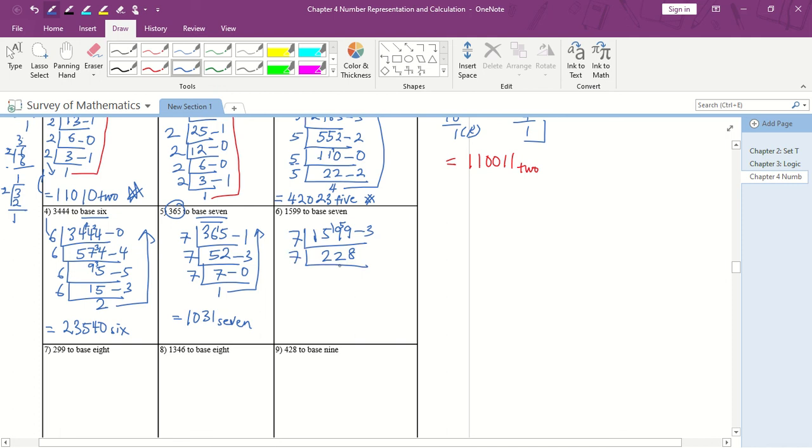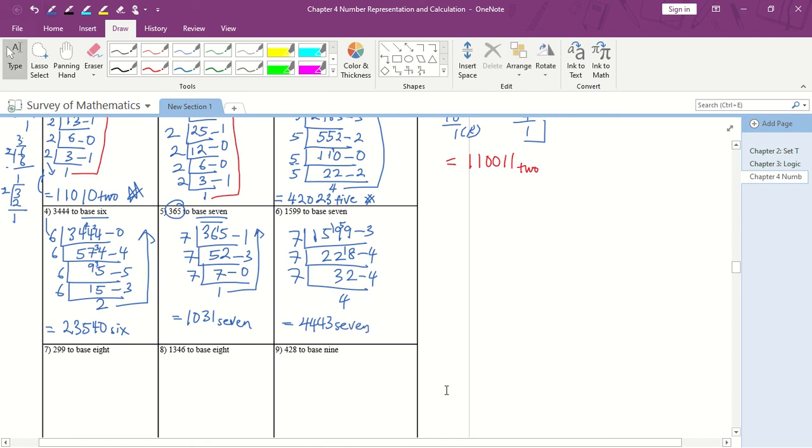So again divided by 7, 3 times 7 is 21. Then 2 with remainder 4. Again divided by 7. 7 times 4 is 28, 32 minus 28, the remainder is 4. So you get the answer is 4443 base 7.